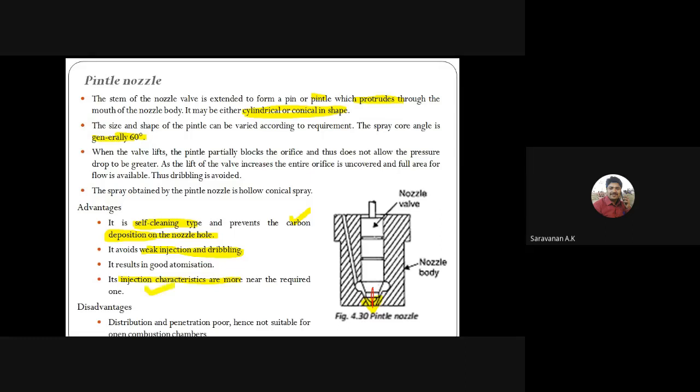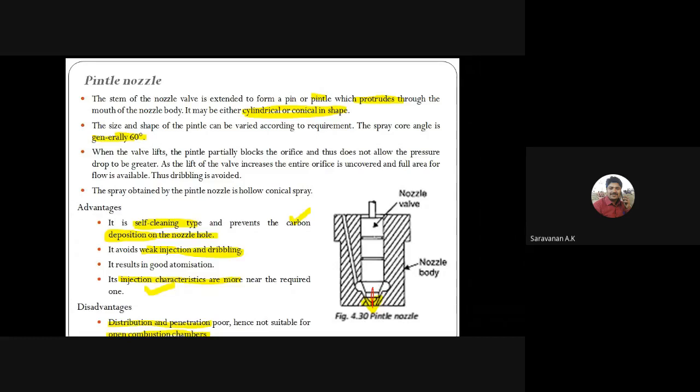So that is the greater advantage of the spindle nozzle. The disadvantages are the distribution and the penetration. Distribution and penetration are very, very poor, right? So it is not suitable for open chamber systems, open chamber cylinders.